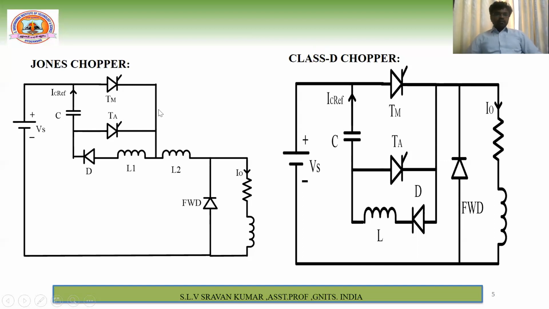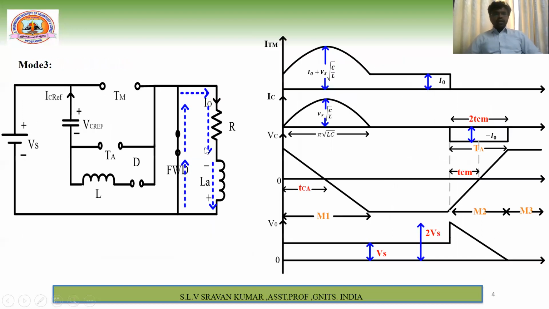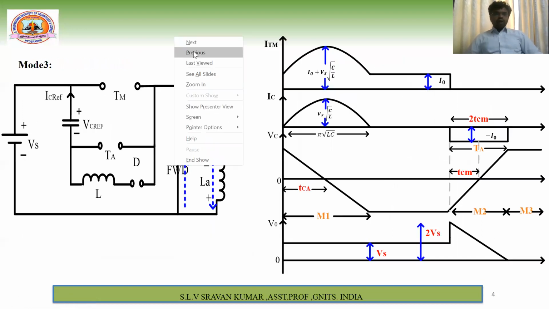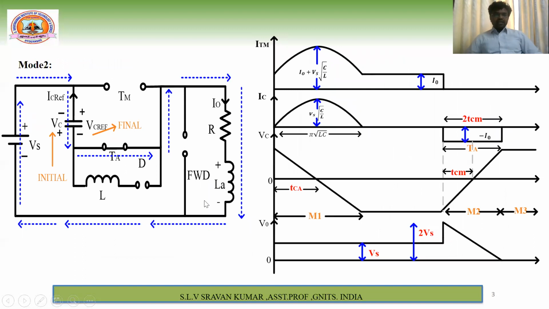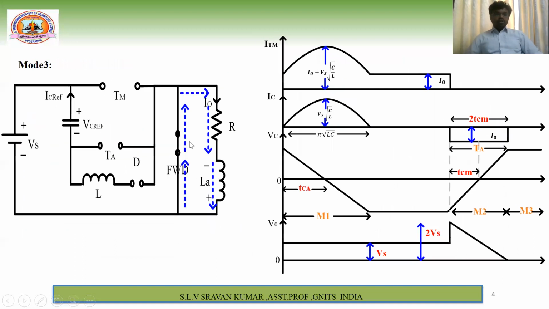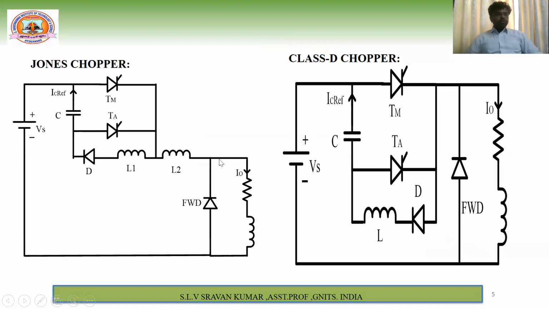So once more, going back, see here in mode 1 and mode 2, the inductor is energizing. The polarity of the inductor is plus and minus. In mode 3 operation, because these two switches are off, the polarity of the inductor is reversed. Then the current flows in this part. Okay. We are assuming constant current. The same thing will happen for the Jones chopper.